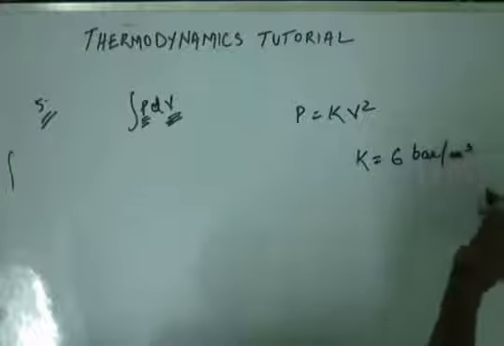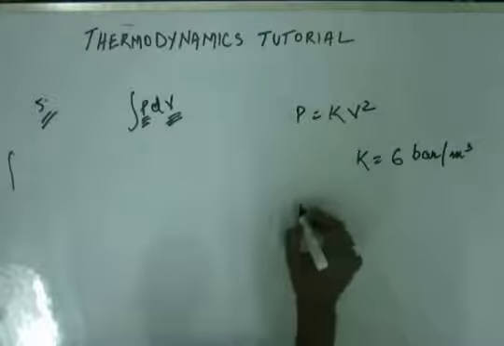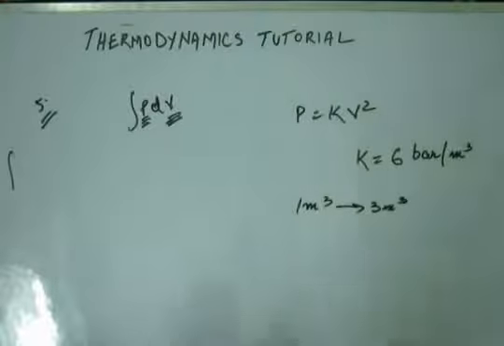per meter cube. Alright, now you have been asked to calculate the work done when there is expansion in the ideal gas from 1 meter cube to 3 meter cube. When this expansion occurs, then what will be the work done?